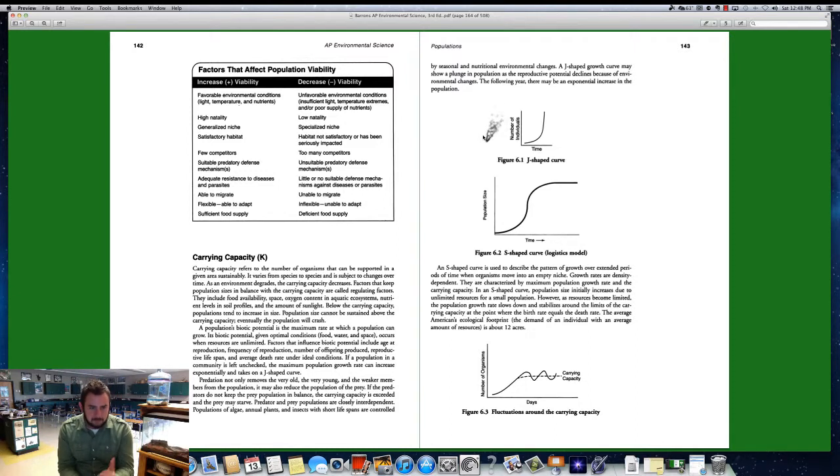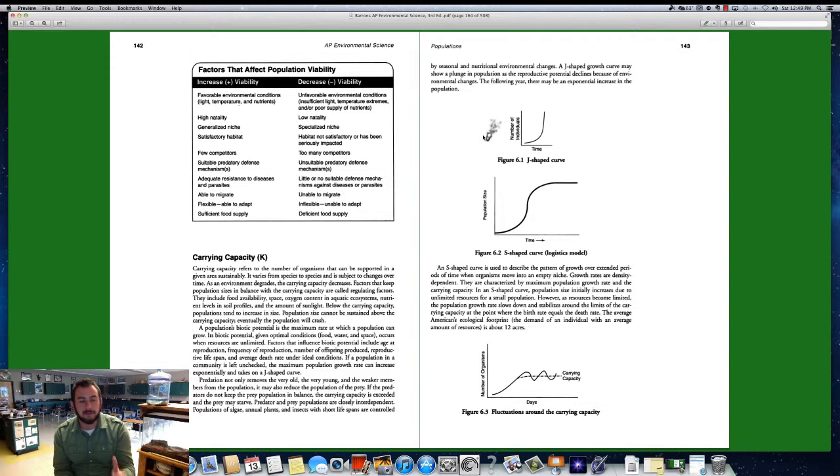Another topic that you probably learned about in biology is called carrying capacity. We represent it by a K, maybe because it makes the same K sound, I don't know. But carrying capacity refers to the number of organisms that can be supported in a given area sustainably, because beyond that the resources are going to plummet and everything's going to get out of shape. So that is basically the gist of carrying capacity.